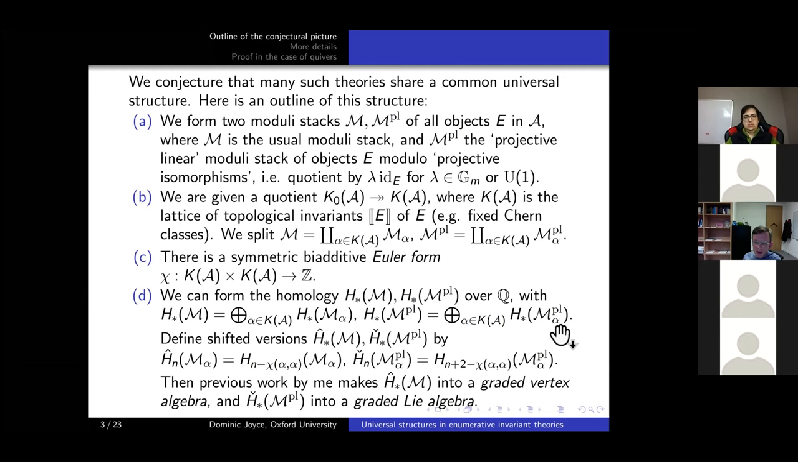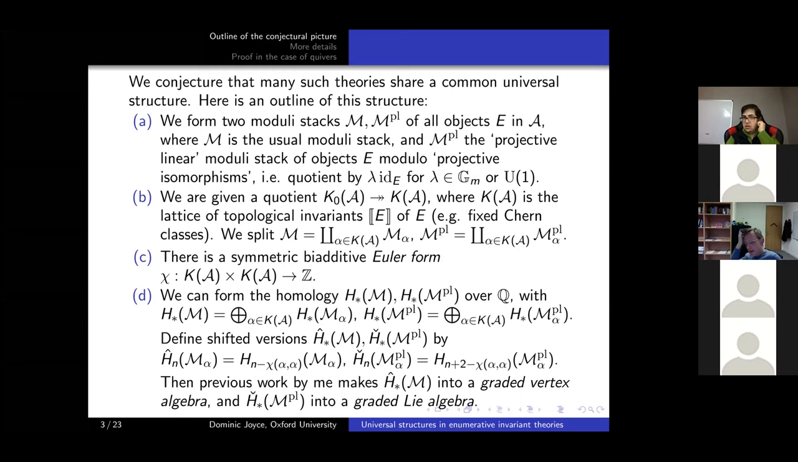Okay, so some work I did a few years ago, you can find an unfinished document on my webpage about it. This makes the shifted homology of M into a graded vertex algebra, and the shifted homology of MPL into a graded Lie algebra. So this homomorphism just forgets the extra structure.